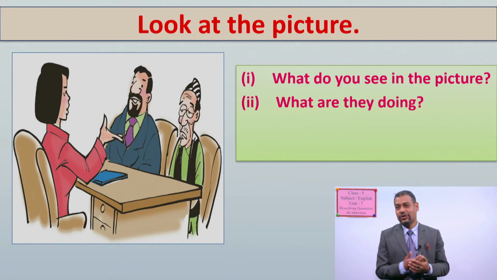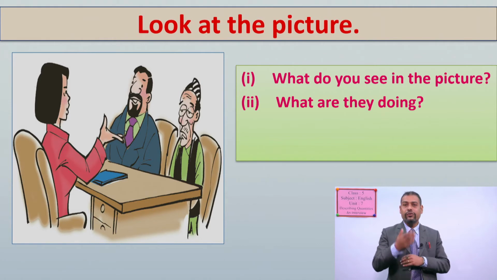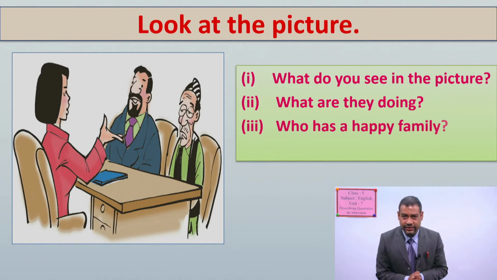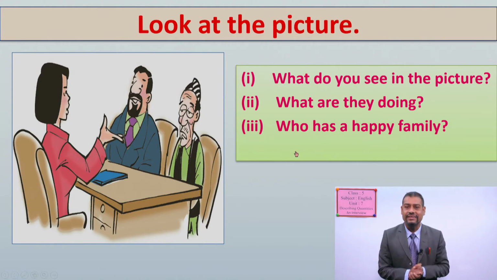Well, don't worry, it's just our guess. One more question I want to ask you. Please be ready to answer me. What's the question? Please read it out. Fine. The question is, who has a happy family? There are 3 persons and you have to guess who has a happy family, whether this lady or this man or this man. This is just our guess.